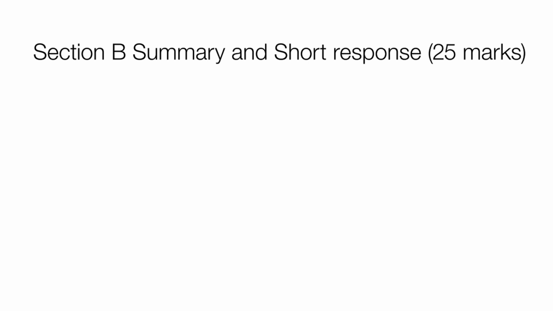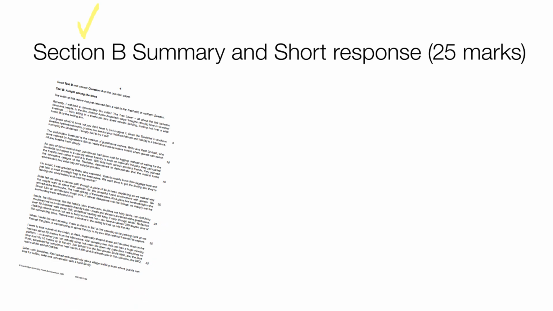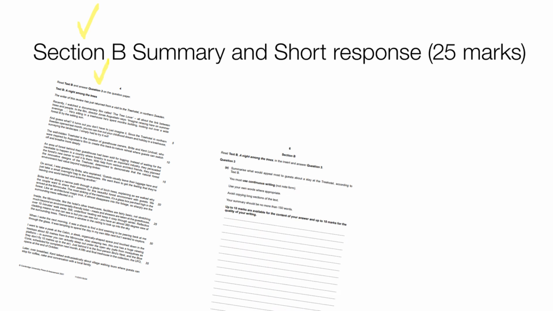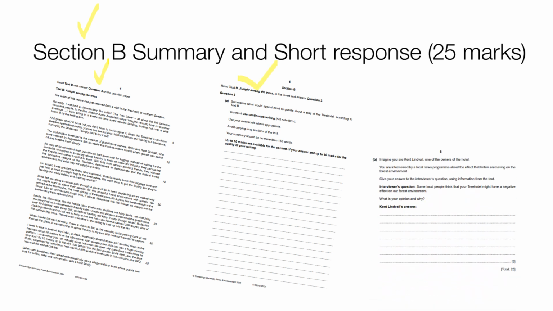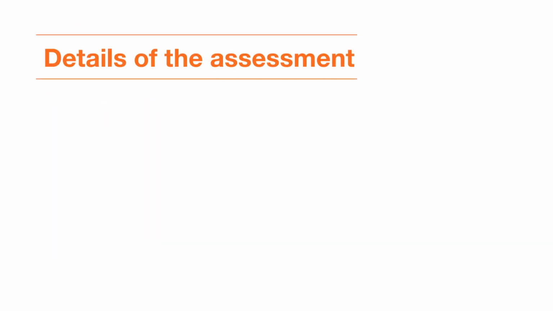Now the other comprehension is called Section B, and it is a summary and short response question for 25 marks. This type of comprehension passage is given to you, which is divided into sub-paragraphs, and here is the task to write. Clear instructions are given, the word limit is also given, and this is the B part of it where you have to write a short response question. Now this part carries 25 marks.